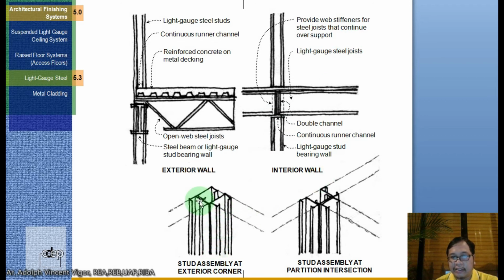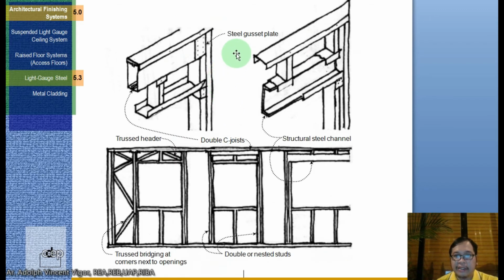Okay. So this is another view for the exterior. Then this is a stud assembly at partition intersection. Okay. So this is a steel gusset plate here. This is a truss header, double C joist. Truss bridging at corners next to openings. This is a double or nested stud. There's a structural steel channel here.